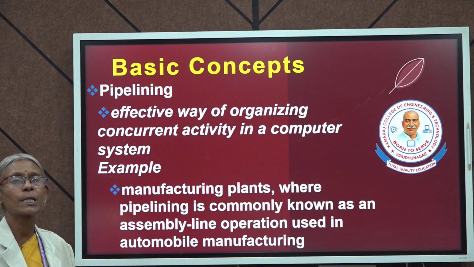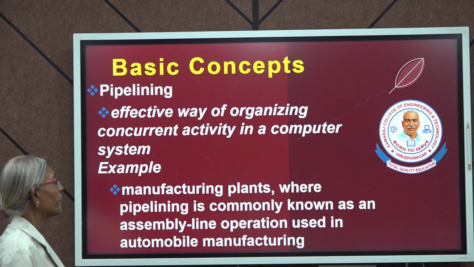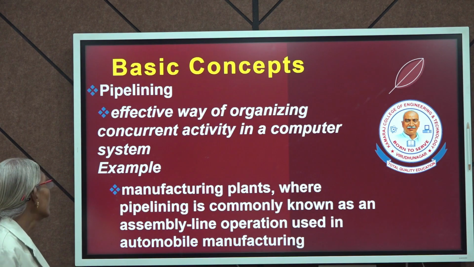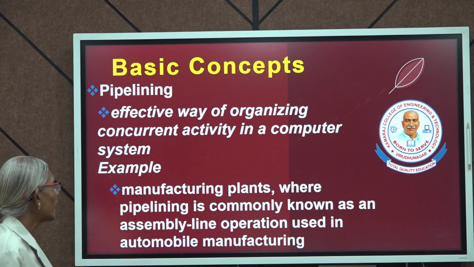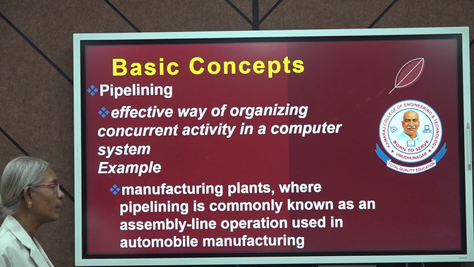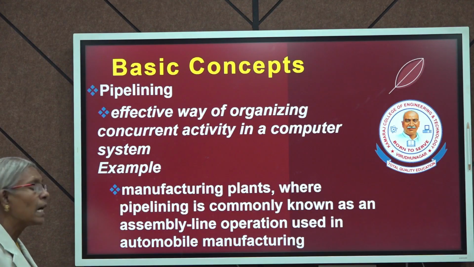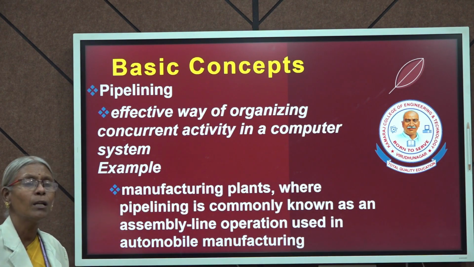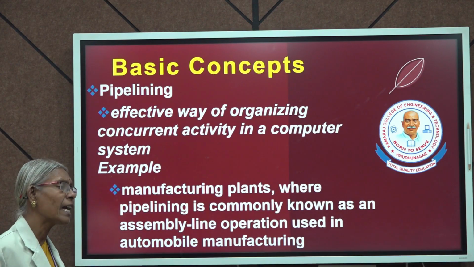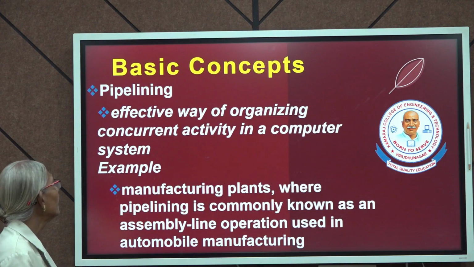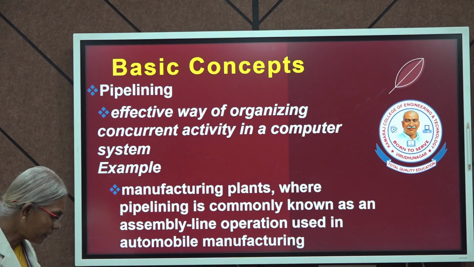So we have the concept of pipelining. It is an effective way of organizing concurrent activity in a computer system. For example, let us take manufacturing plants. There we have pipelining. It is called assembly line operation, used in automobile manufacturing. Here the different activities are carried out at the same time. That is an example of pipelining.